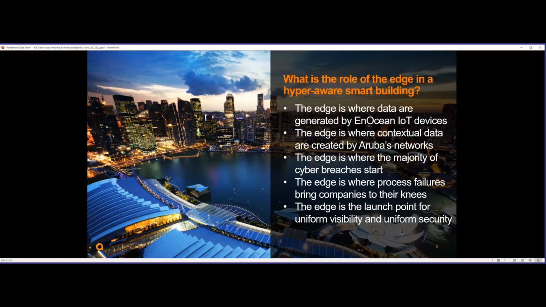The edge of the network is also where a process failure, like an air conditioning failure, can actually bring a company to a halt. And so ensuring that we have reliable uptime, reliable access to data at the edge becomes really essential in order to create and maintain a smart building.